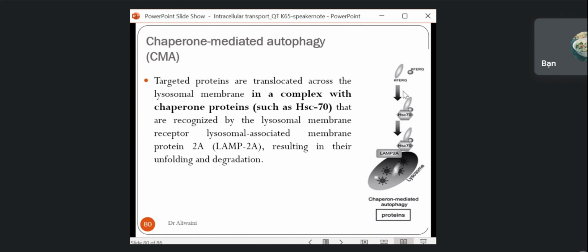Because the cytosolic components need to bind to HSC70, one type of the chaperone family, to be sent to the lysosome, we call this chaperone-mediated autophagy. So chaperone here is one type of protein that binds to the degraded protein which is sent to the lysosome.